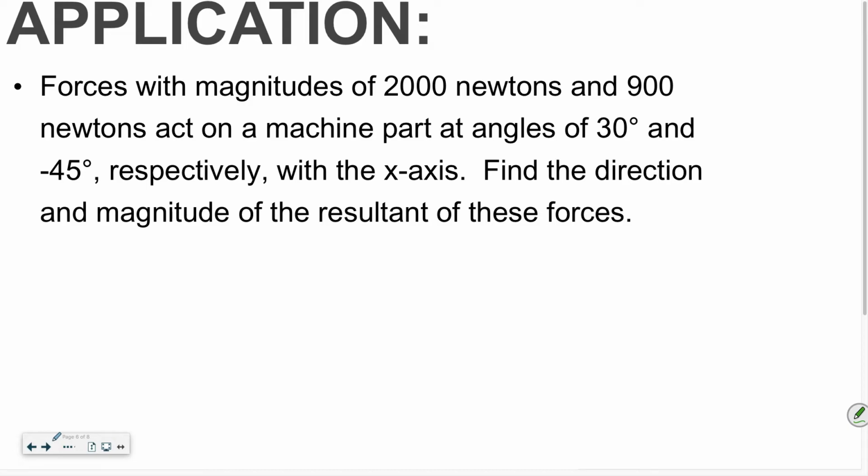So we have forces with magnitude, and I'm just going to read this first, and then I want you to decide kind of how you want to write this down. I don't think you should write every word, all right? But let me read it, and then you decide what things you want to write down.